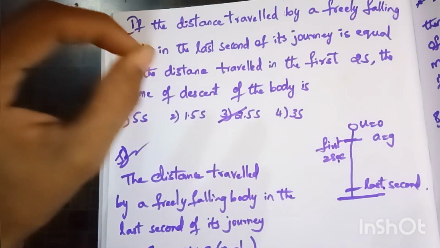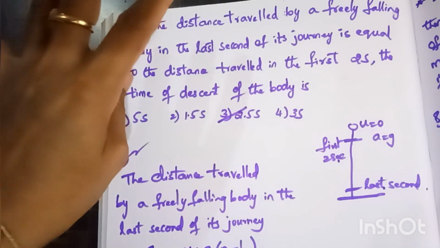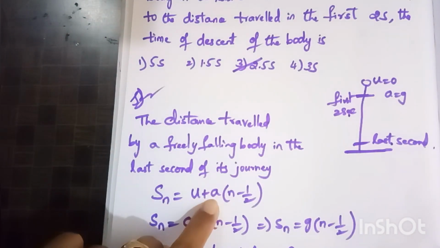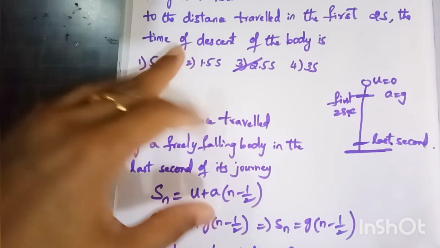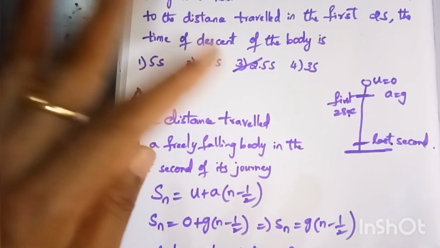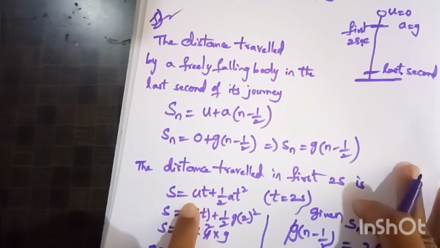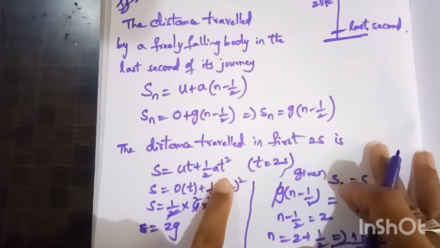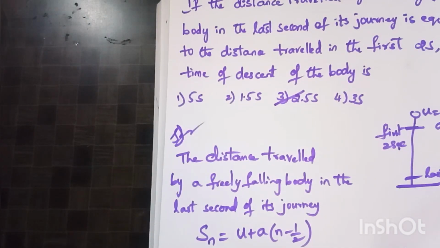If they say first second, second second, third second, or last second, you should take this formula. If they say first 2 seconds, first 3 seconds, or first t seconds, you should take the formula s equals ut plus half at square. If you have any doubts, please comment in the comment box.